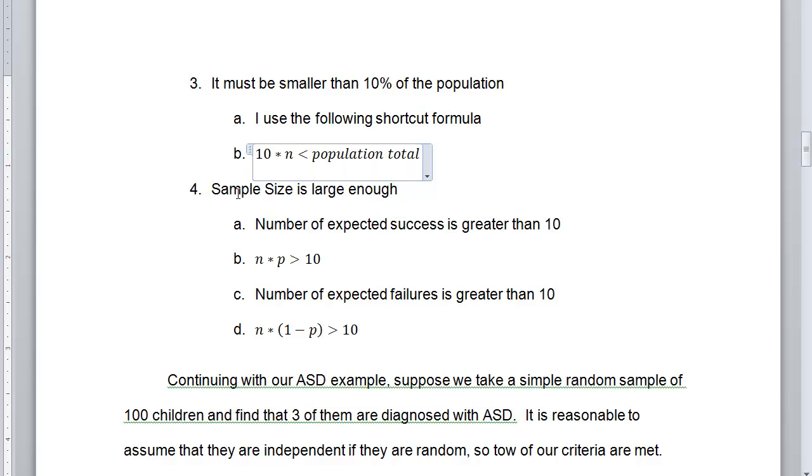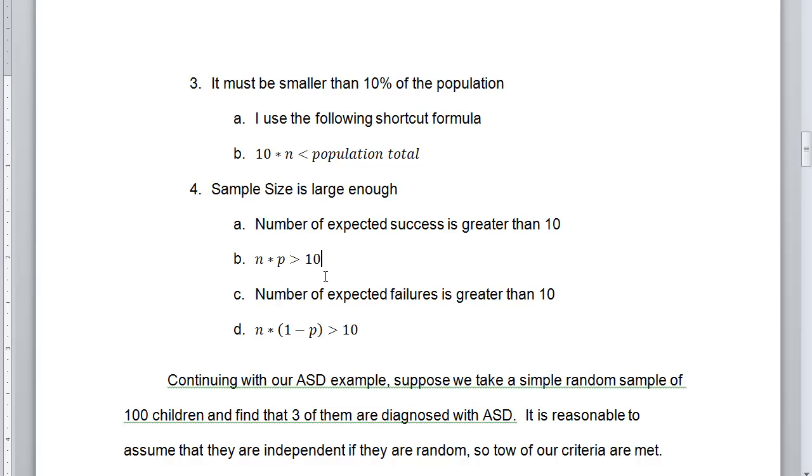And the sample size is large enough. For proportions, because that's what we're talking about for the time being, the number of expected successes, yes, I have been diagnosed with ASD, is greater than 10. And so you can take your sample size times your population proportion, and that should be greater than 10. 10 members of the sample said, yes, I have the trait.